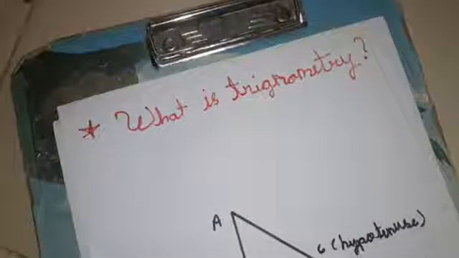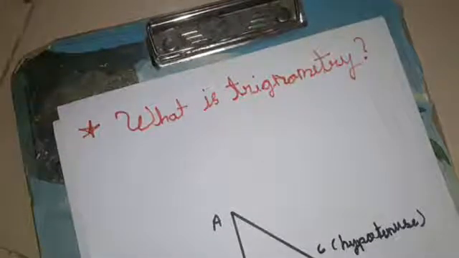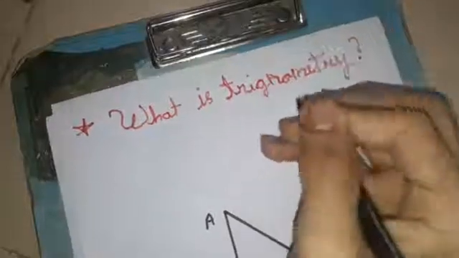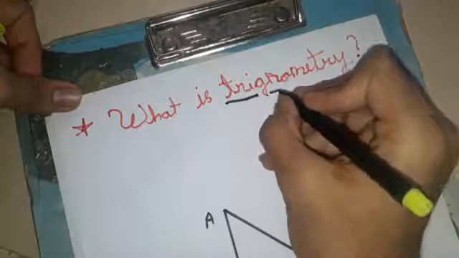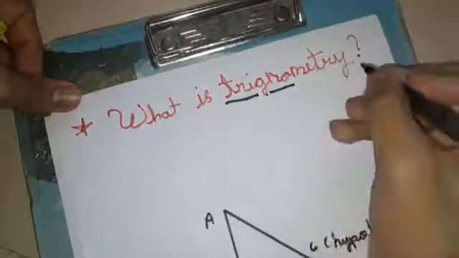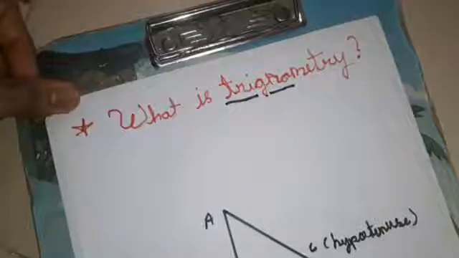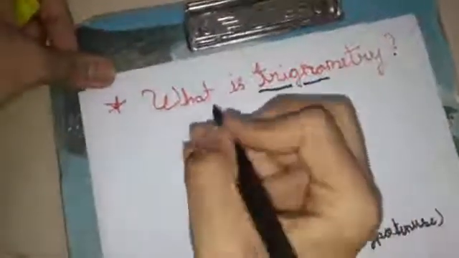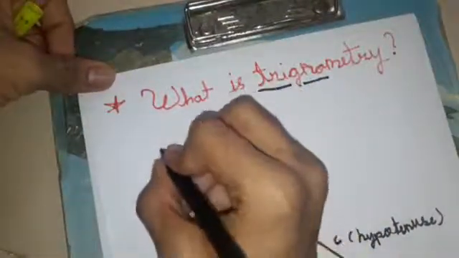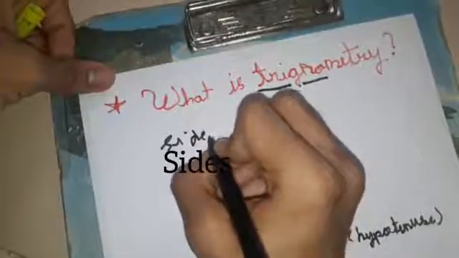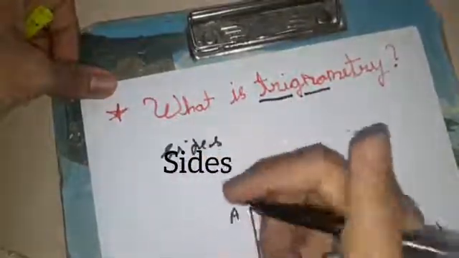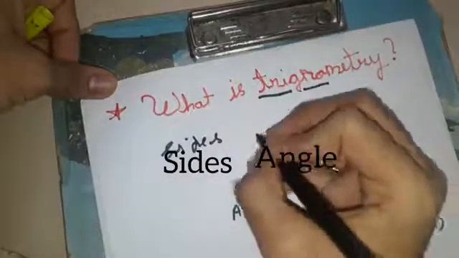In this video I am going to talk about the question which 8th and 9th standard students face: what is trigonometry? Trigonometry is all about the study of triangles. Trigono means three, gno means sides, and metry means study. So it is the study of the three sides and angles of a triangle. Only one angle is given, so we have to study only one angle.